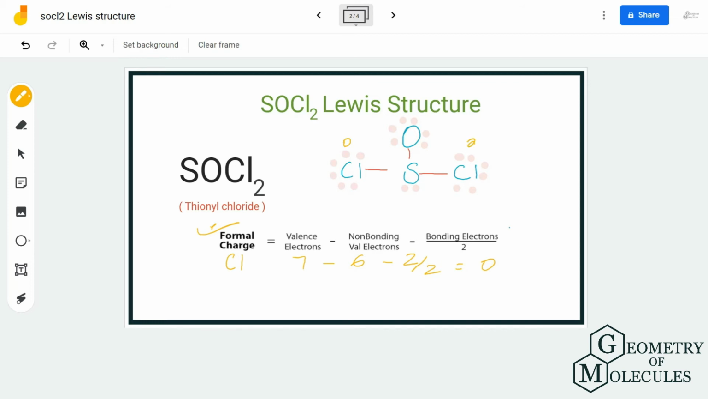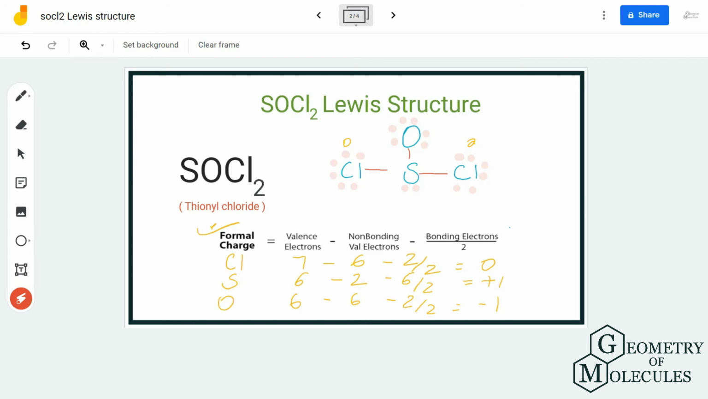Now when we move to the sulfur atom, it has 6 valence electrons, out of which 2 are non-bonding and 6 are bonding, giving a formal charge of +1. And similarly for the oxygen atom, we have 6 valence electrons, out of which 6 are non-bonding and 2 are bonding, which gives it a formal charge of -1. One might argue that it is fine if there are charges on sulfur and oxygen atoms because the net charge is 0. But if you look at this, the sulfur atom is less electronegative than the oxygen atom.